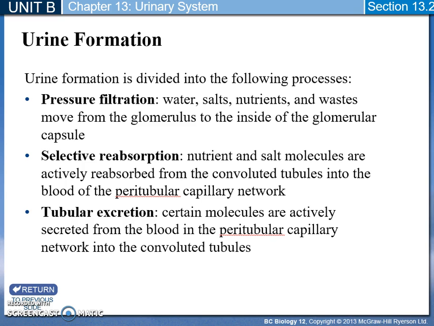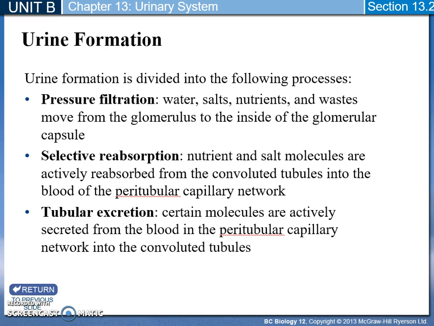So with urine formation then, urine formation is divided into the following processes. So we first have a pressure filtration, which occurs in the glomerular capsule. And so this is where we filter water, salts, nutrients, and wastes. Then we have selective reabsorption, so nutrient and salt molecules are actively reabsorbed from the convoluted tubules into the blood of the peritubular capillary network.